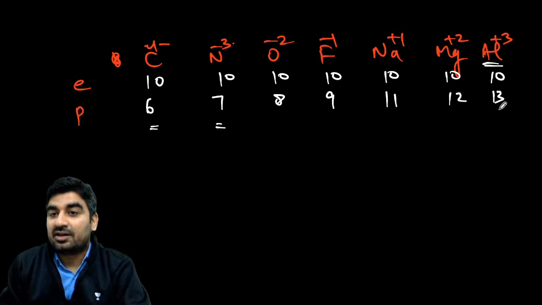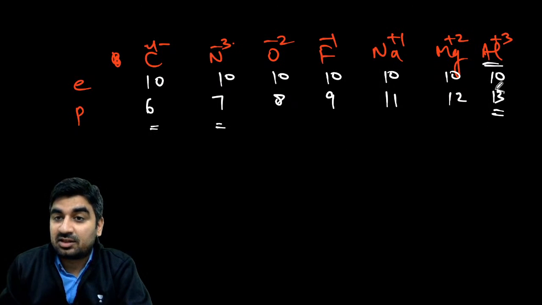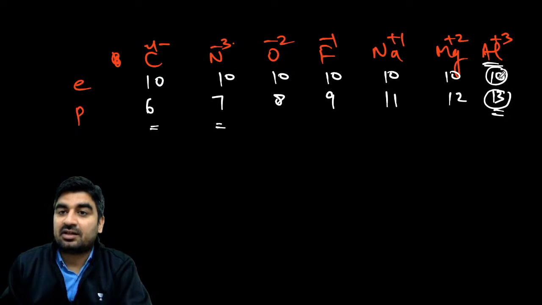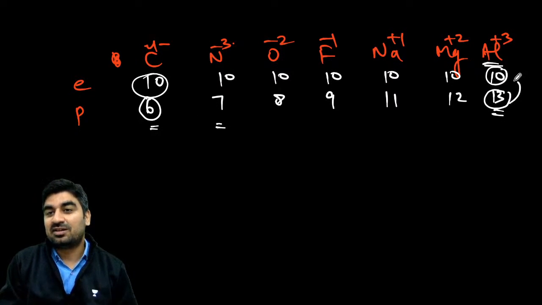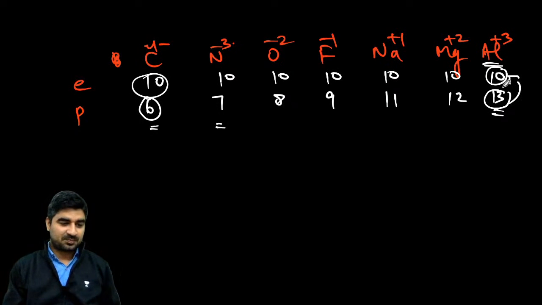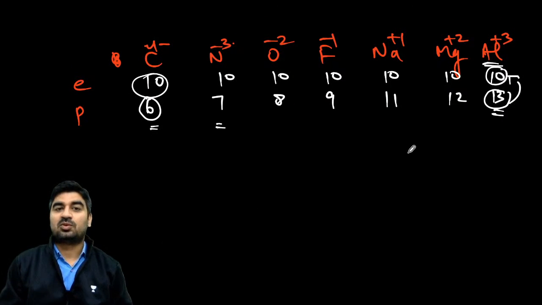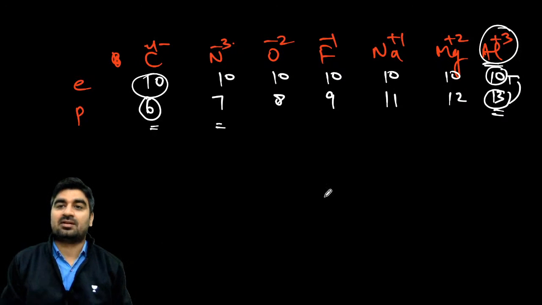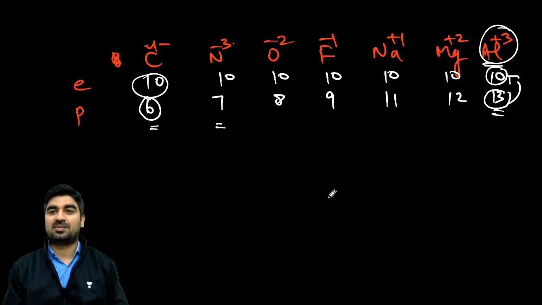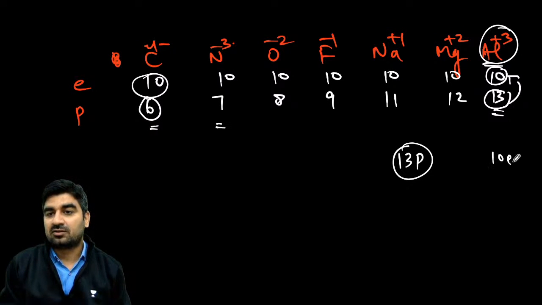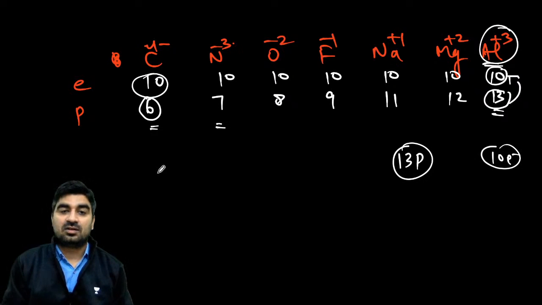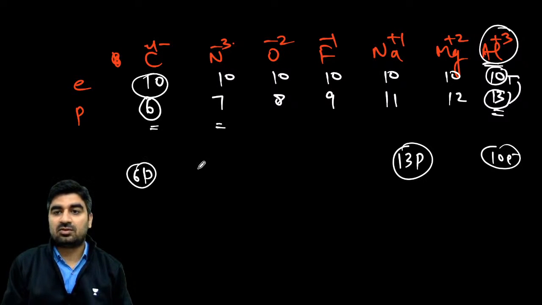So now I will tell you. Here 13 protons are attracting 10 electrons. Here 6 protons are attracting 10. So 13 will attract them more strongly. The attraction will be maximum here. It is like 13 protons and on one side we have 10 electrons. Here we have 6 protons and on one side we have 10 electrons.